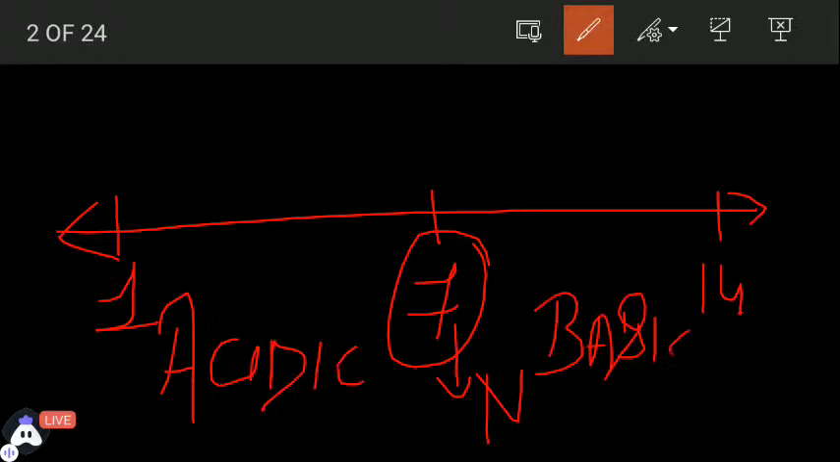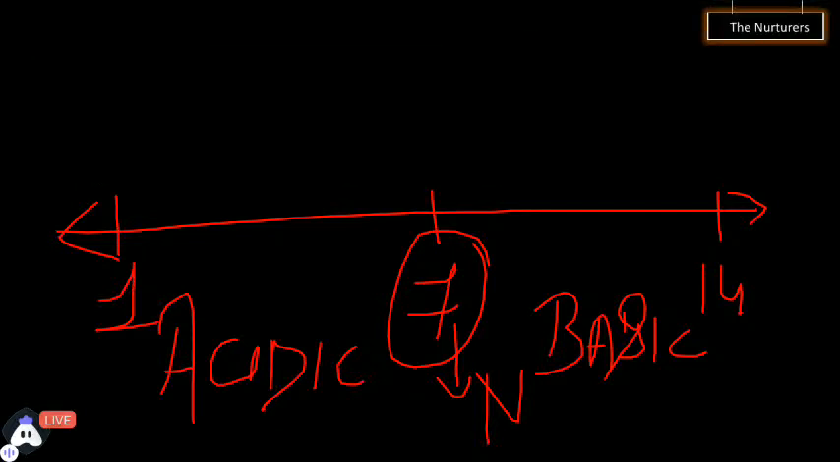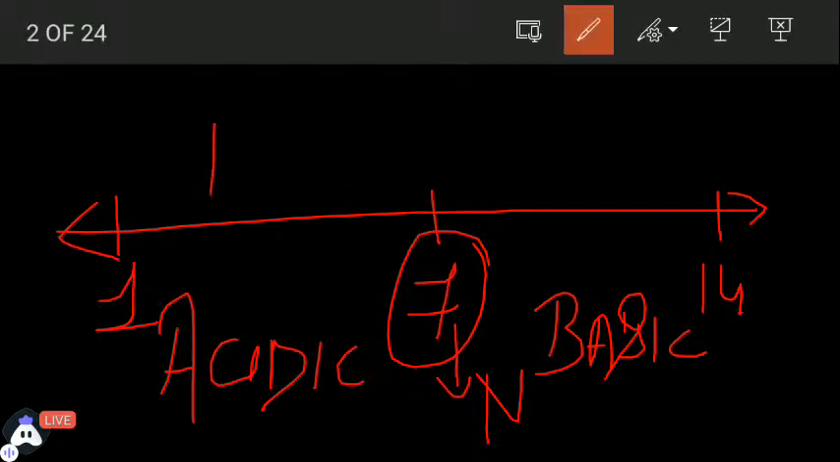1 to 7 is considered the acidic range, and 7 to 14 is considered the basic range. For anyone who has not studied anything about pH, I have shared the link in the description. Kindly go through it and clear your concepts regarding pH. What is pH? What are the pH ranges which are important as discussed in NCERT? You need to go through and learn all of it.